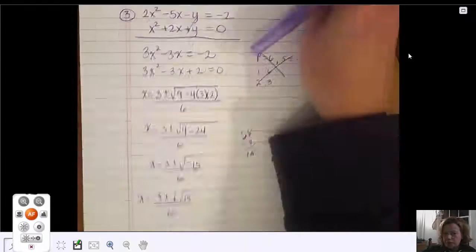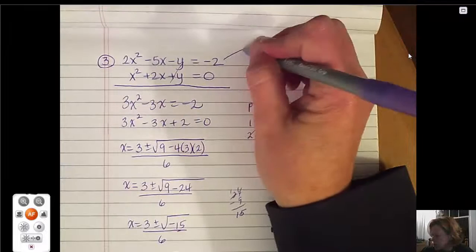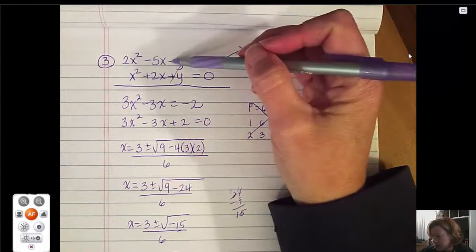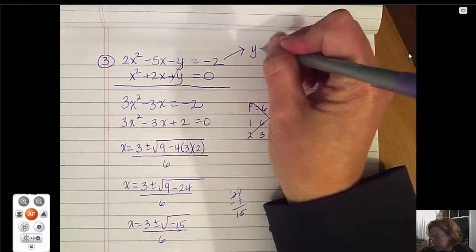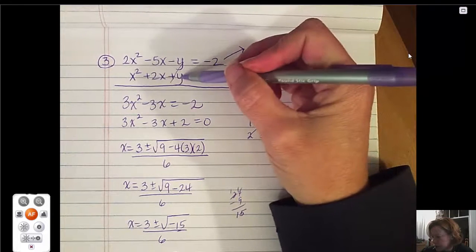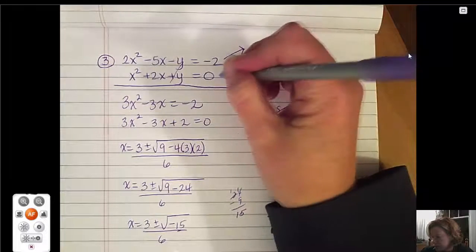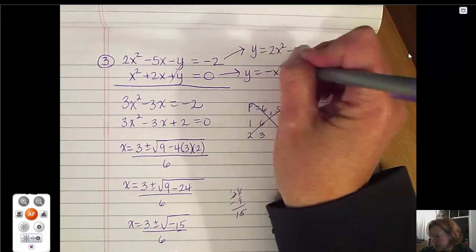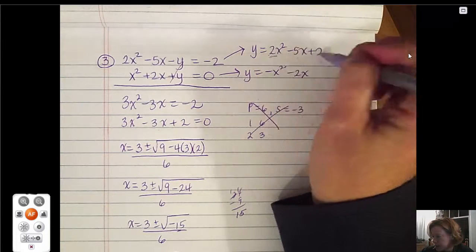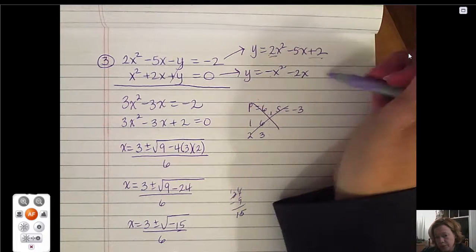Okay, so in this first equation, I need to solve for y. So I'm going to add y to this side and add 2 to the other side to get y alone. So y will equal 2x squared minus 5x plus 2. Here to get y alone, I need to subtract x squared and subtract 2x to move those away from the positive y. So y equals negative x squared minus 2x. So here I have a happy parabola, it's a little skinny with a y-intercept of 2. Here I have a sad parabola, normal width with a y-intercept of 0.